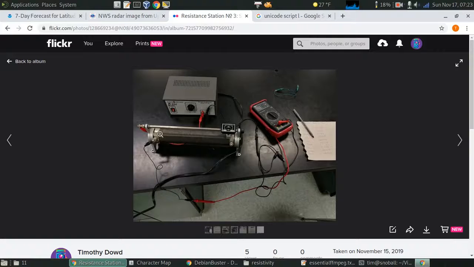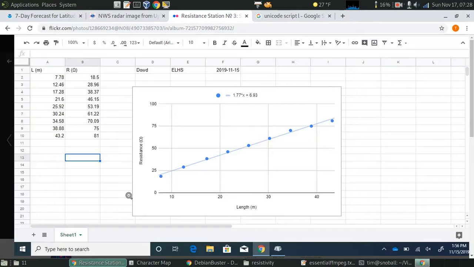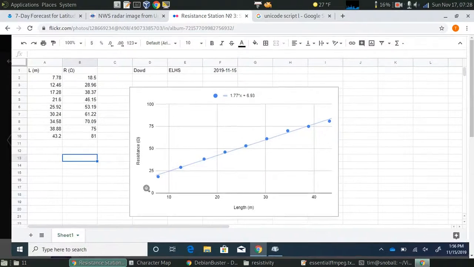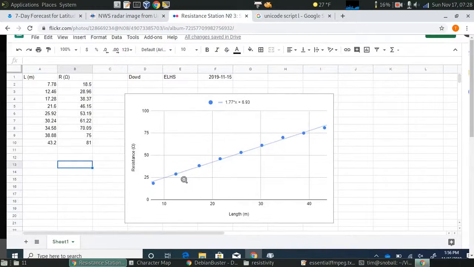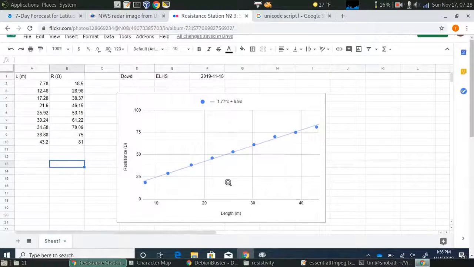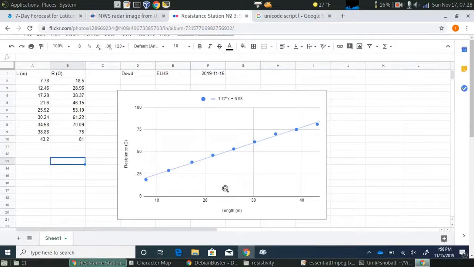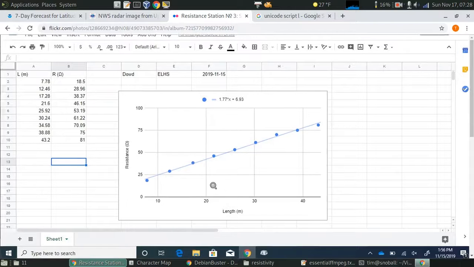Now we have to be careful. It's not how far we slide. It's the total distance of all the turns, basically. So here's the graph of length versus resistance, and we can see it's very linear. So I think this is much more solid evidence that at least one of our variables in the equation, L, is directly proportional to resistance.